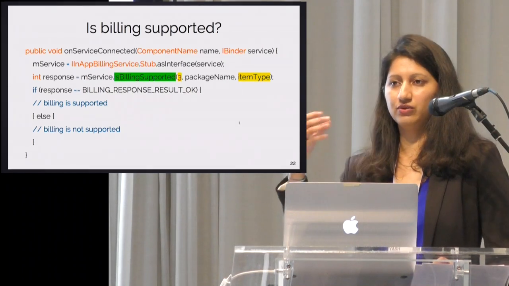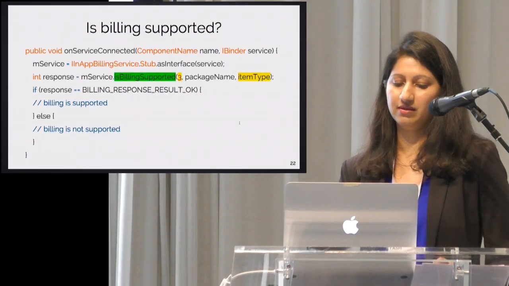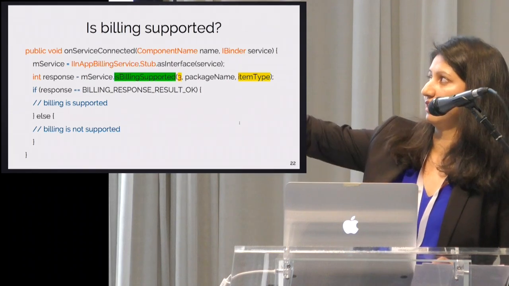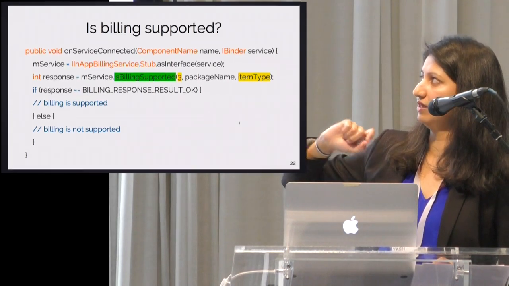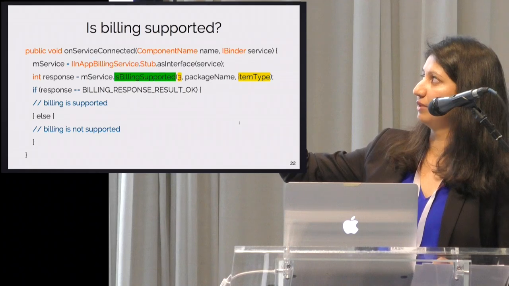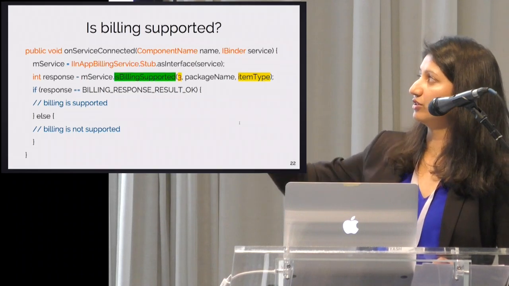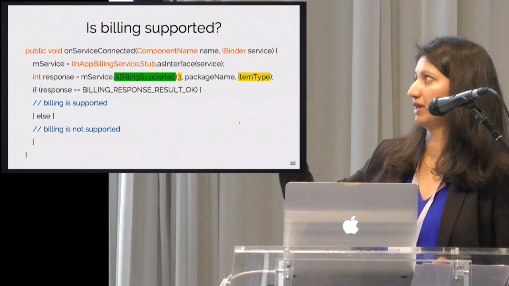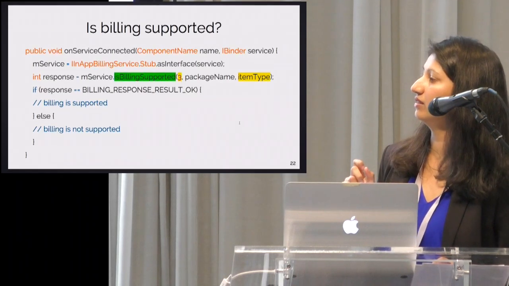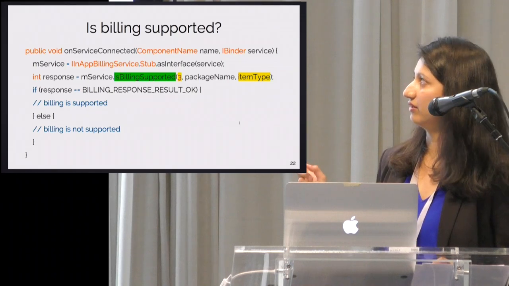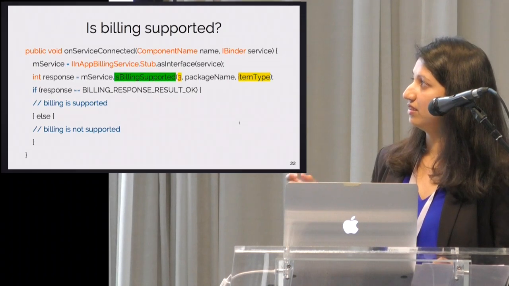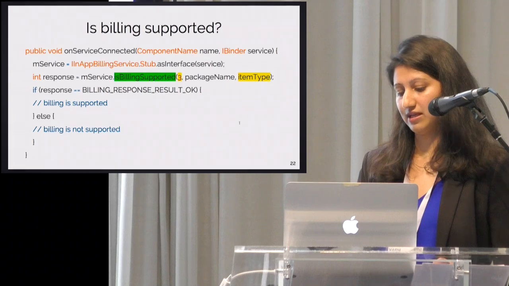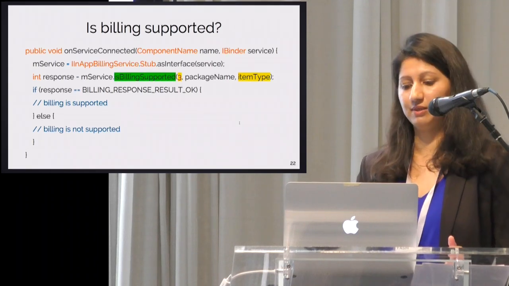So we'll quickly go through a little bit of code on how this is done. Once you establish the connection using the in-app billing service file, you can check if billing is supported. The three over here shows if it's version 2 or version 3. So make sure you're passing in 3 because version 2 is deprecated. The item type can be either in-app or subscription. And if you get the response as OK, then that means billing is supported.